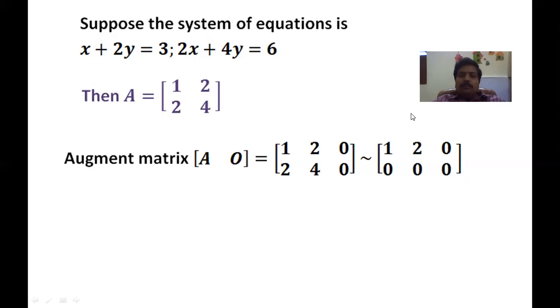By elementary row operation, R2 goes to R2 minus 2R1. I will get all zeros in the second row. So now this matrix will become this form. Now it is in reduced echelon form. When it is converted into equation form, I will get x plus 2y is equal to 0, which is nothing but the first equation.